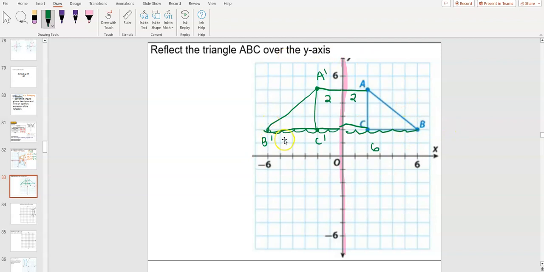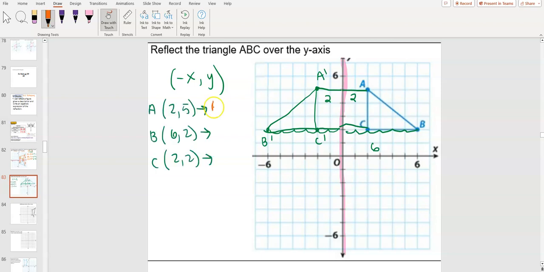the other side. This time, I'm going to be doing -x and +y. So if I write down my values for A, B, and C, I can change the sign of x to get A prime, B prime, and C prime. All right, so to get A prime, I'm just going to change the sign of x. So +2 becomes -2, and the y stays the same. B prime, -6, +2. C prime, -2, +2. And then again, you can check that with your points that we graphed.